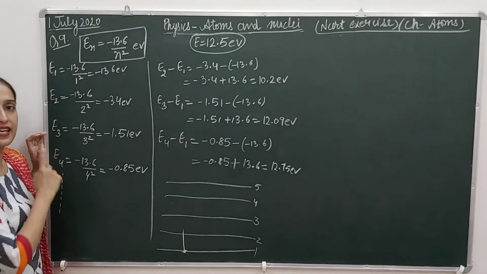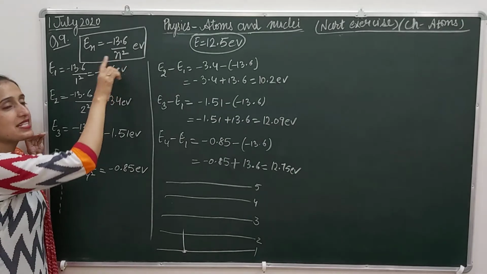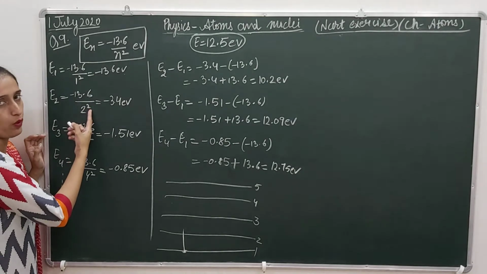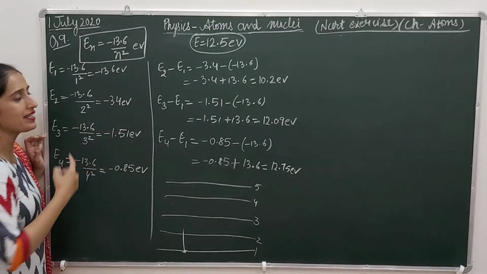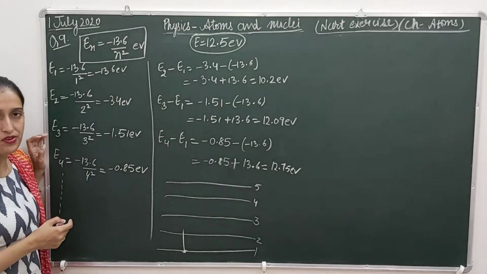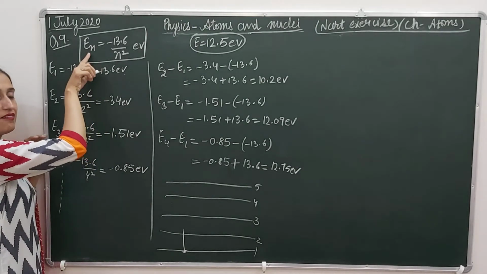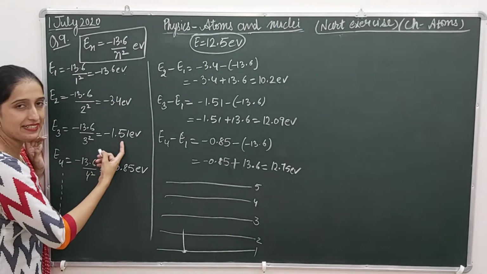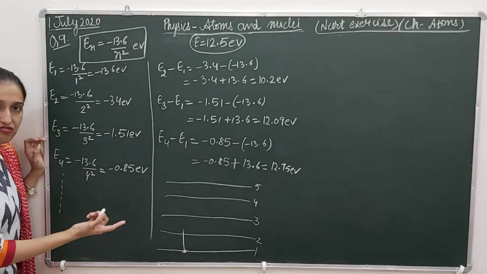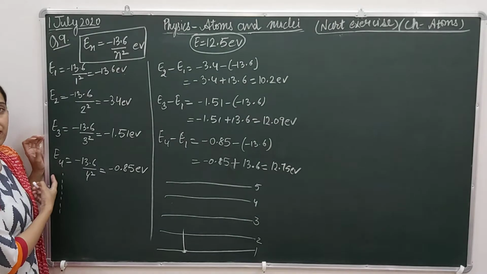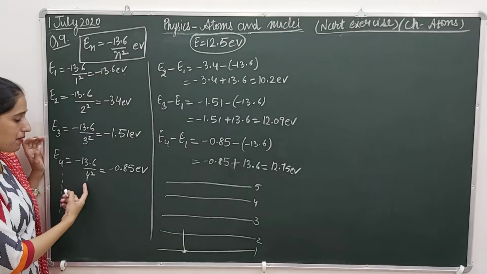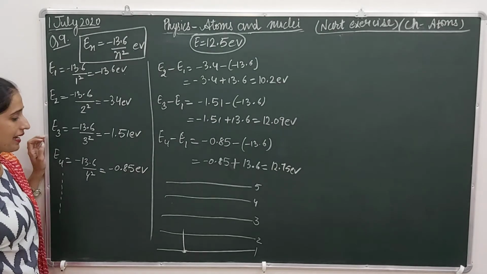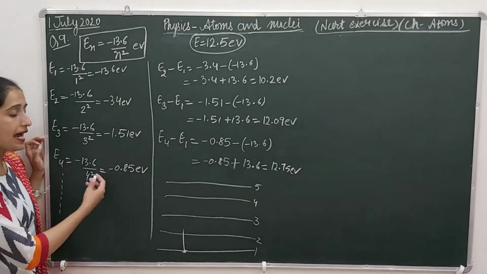We get the energy of the first level as minus 13.6 electron volt. Similarly, for the energy of the second level, we replace n by 2, so it will be minus 13.6 by 2 square, which is equivalent to minus 3.4 electron volt. For the third energy level, n square will be replaced by 3 square. On solving, we get minus 1.51 electron volt. For E4, we replace n by 4, so it will be minus 0.85 electron volt, and so on.